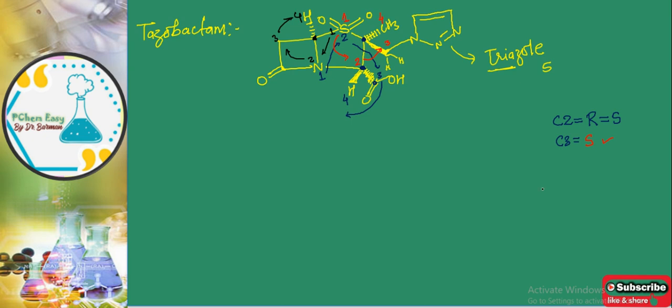So what we have to do? C5 configuration here, 1 to 2, 2 to 3, it is clockwise. And as we can see here, if it is clockwise, it will be R. Okay. So the least priority group is in dash bond, so nothing to do. It will remain as such. The R will remain R only. So in case of Tazobactam, the configuration of C2, C3 and C5 position would be SRR. That's it. So this was all about the stereochemistry of beta-lactamase inhibitor derivative.